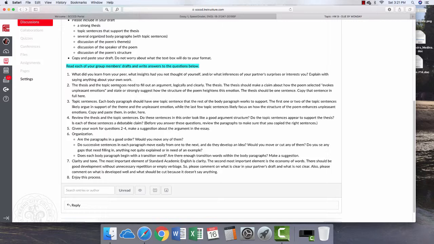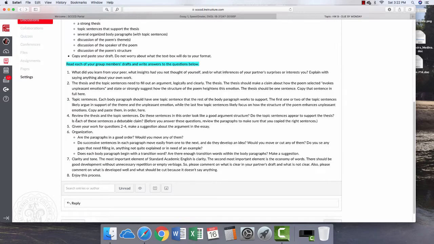Number 2 is about the thesis. Specifically, the thesis and the topic sentences need to fill out an argument logically and clearly. So for number 2, what is the thesis? And copy and paste that so that you can focus on it, and so that I can too when I'm reading your peer review. Number 3 is topic sentences. Each body paragraph should have one, so for number 3, copy and paste the topic sentences in order.